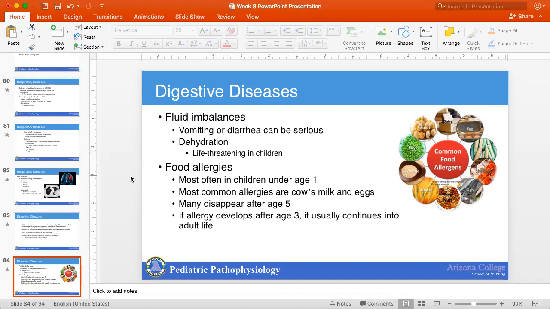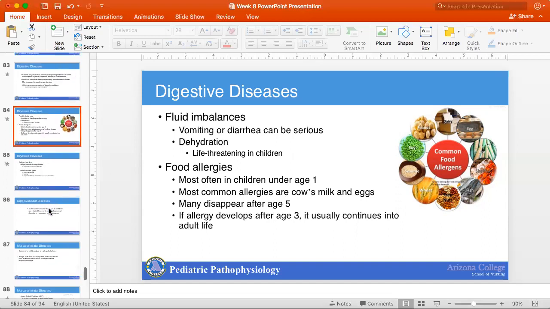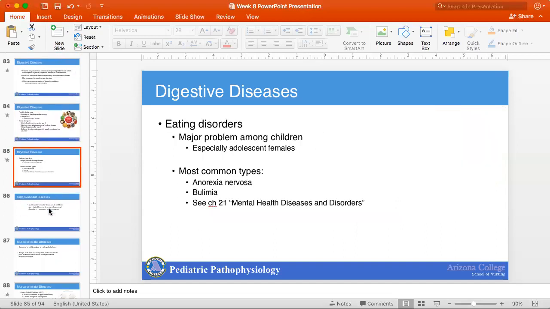it will be life-threatening. Food allergies occur most often in children under age 1. The most common allergies are cow's milk and eggs, and many disappear by the age of 5. If an allergy develops after age 3, it usually continues into adulthood. Eating disorders are a major problem among children, especially adolescent females. The most common types would be anorexia nervosa and bulimia, probably the two most common types of eating disorders.